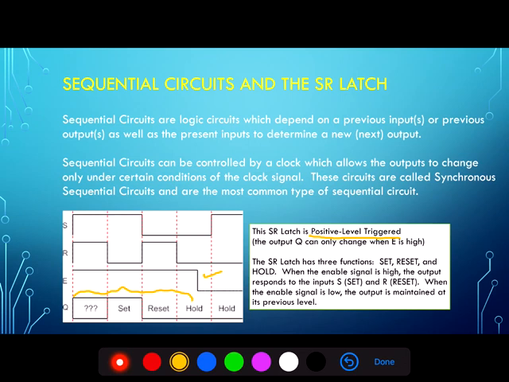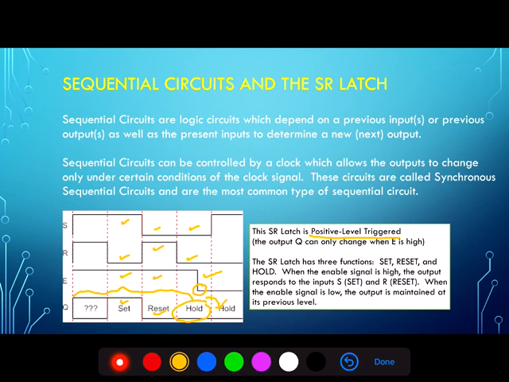The SR latch has three functions: set, reset, and hold. When S is 1, R is 0, and enable is high, then the output goes to 1. When S is 0, R is 1, and the clock is still high, the output Q goes to 0. And when S and R are both equal to 0, the output Q just holds its state. And after the clock drops low again, the SR latch output Q remains in its hold state.